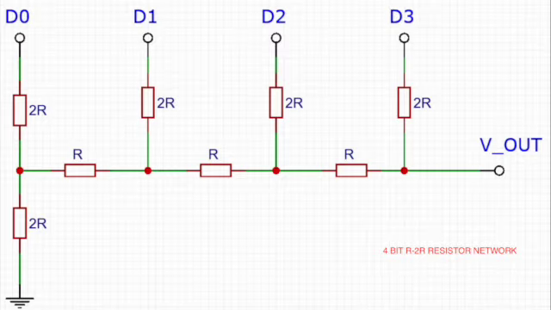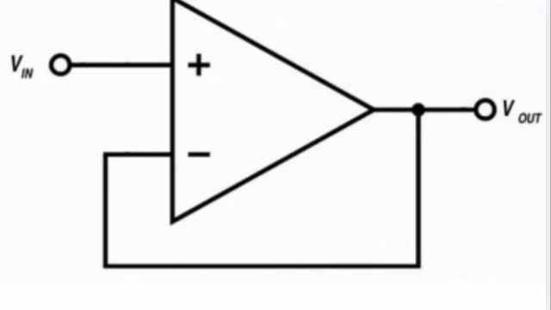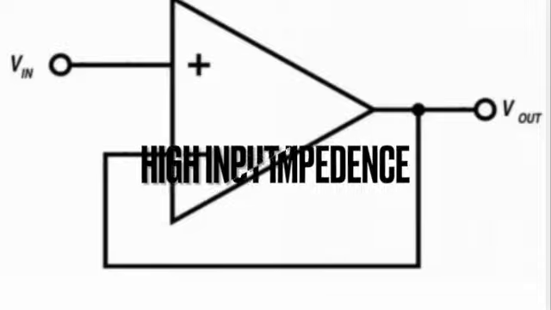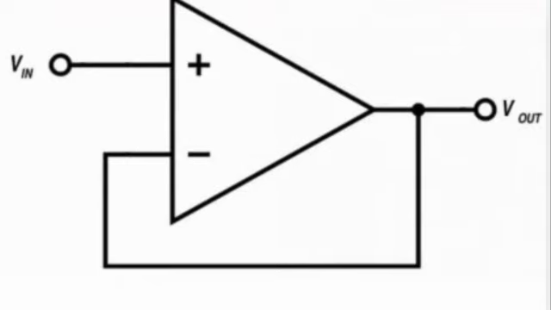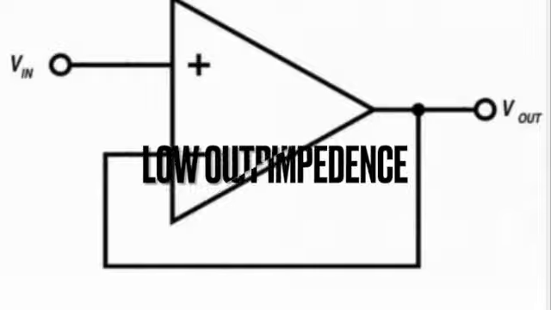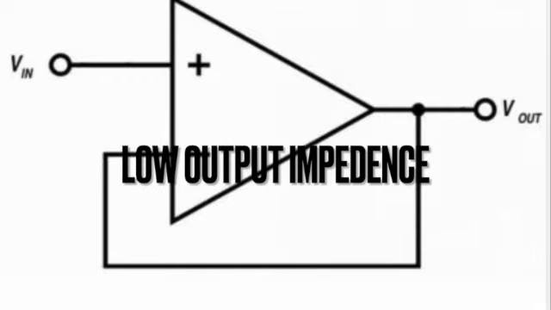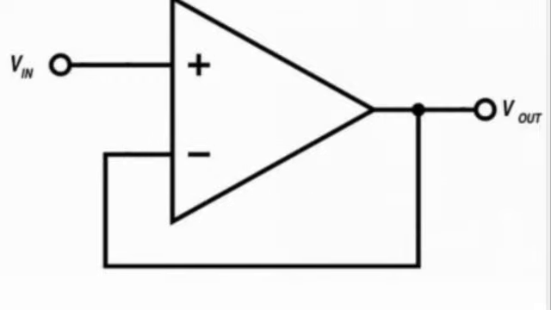The next major part in the circuit would be the voltage follower, which in this case is the operational amplifier LM741. This voltage follower plays a vital role as a buffer in this circuit. It stabilizes the analog output by providing high input impedance, which prevents the R2R resistor network from being affected by loading. At the same time, its low output impedance allows us to drive other components without distorting the signal.